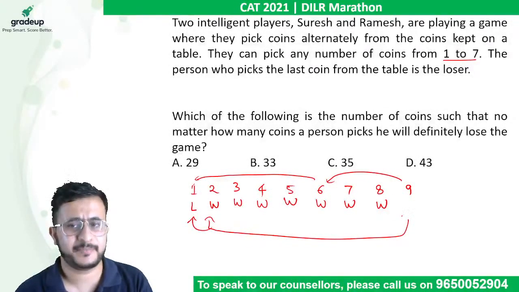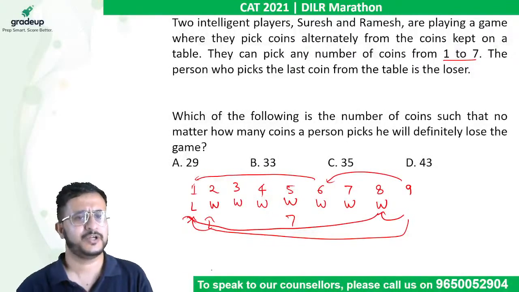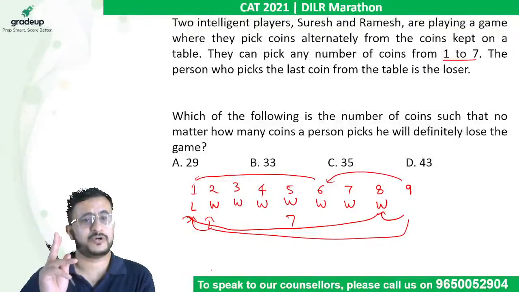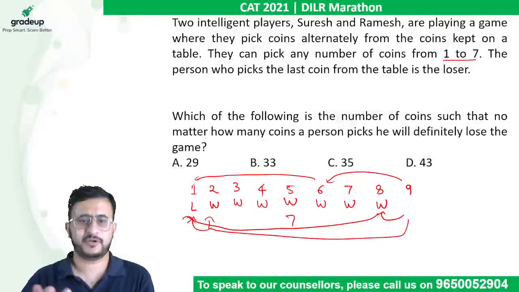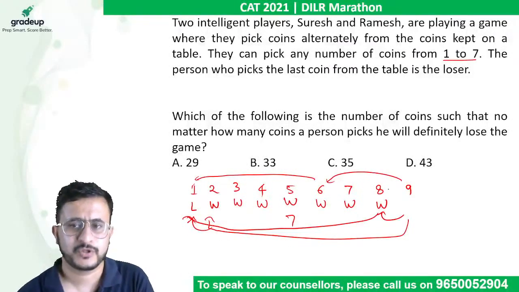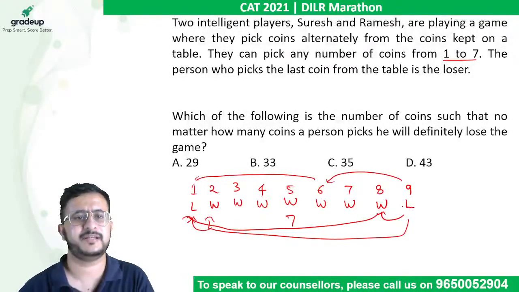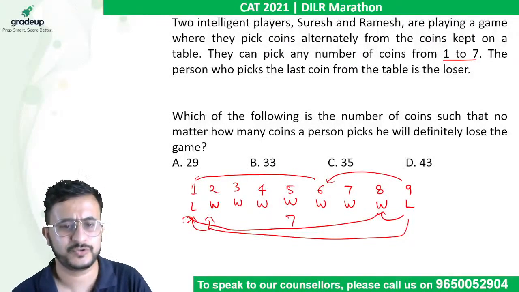So if I pick any number of coins, suppose I pick just 1 coin, so 8 coins are left. The person will win, will take 7 coins and I will lose, right? So that person is also equally intelligent, right? If I pick 7 also, there will be 2 coins left, I will lose. So no matter whatever the number of coins, I will lose the game. So if there are 9 coins on the table, I'll lose the game. Okay?